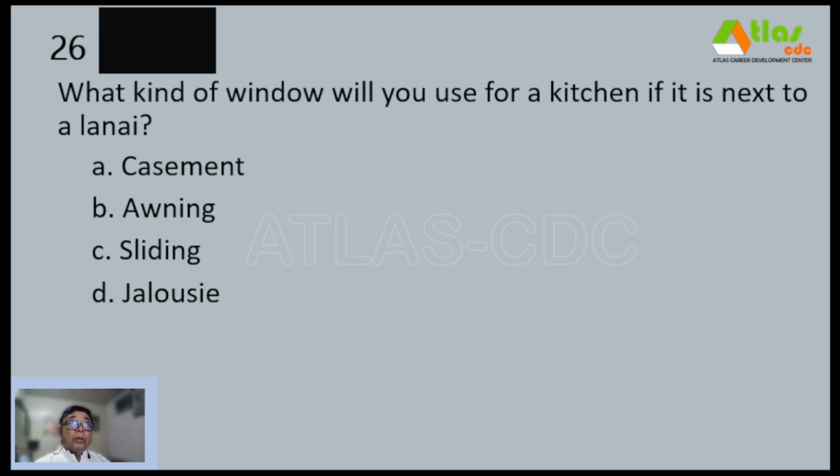So number 26, what kind of window will you use for a kitchen if it is next to a lanai? A. Casement. B. Awning. C. Sliding. And D. Jalousie.